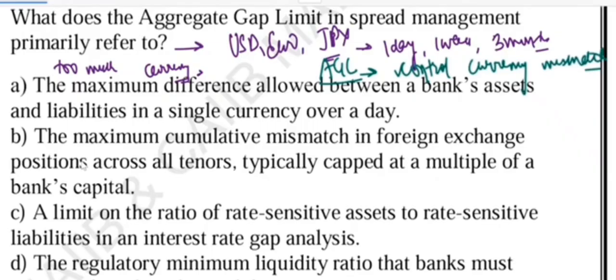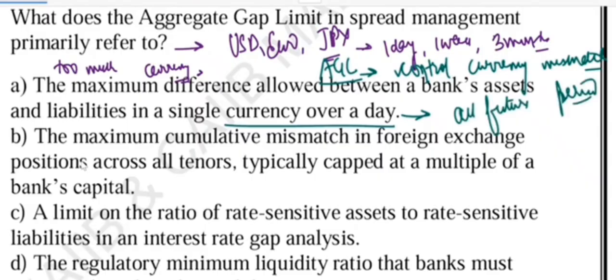Let's see option number A. The maximum difference allowed between a bank asset and liability in a single currency over a day. So what do you think? Is it correct? It might sound okay, but it is too narrow. AGL is not just for 1 day. Rather, it includes all the future period. I told you 1 day, 1 week, 3 months, etc. Option B says maximum cumulative mismatch in forex position across all tenor. So option A is wrong.